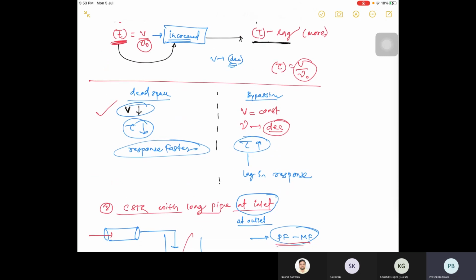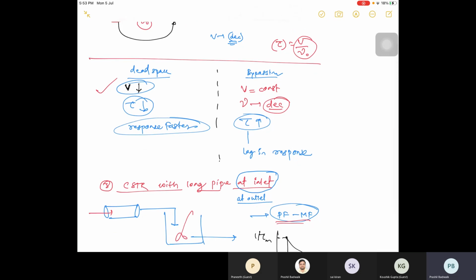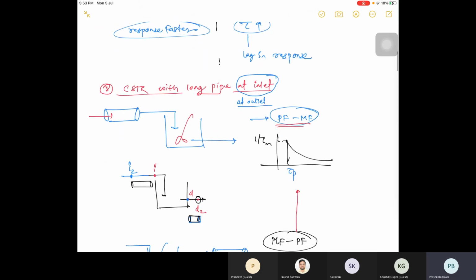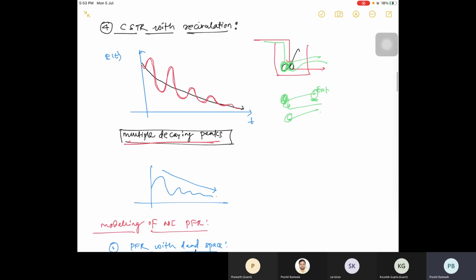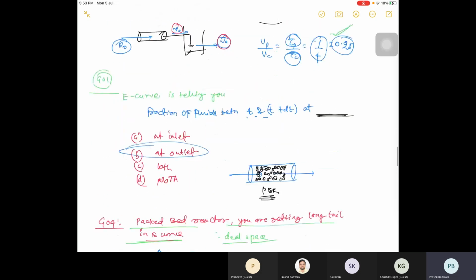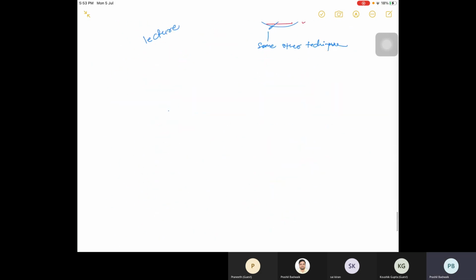What happens in dead space? Because of your dead volume, your actual volume was decreasing, and because of that your residence time was decreasing, right? In case of bypassing, the case was opposite. Then we started with your CSTR with a long pipe at exit and a long pipe at inlet of your reactor, and in that case also we saw the RTD, right? Then the recirculation case and similar cases in PFR. Based on that, we solved some GATE questions, and now we'll start today with a new topic.